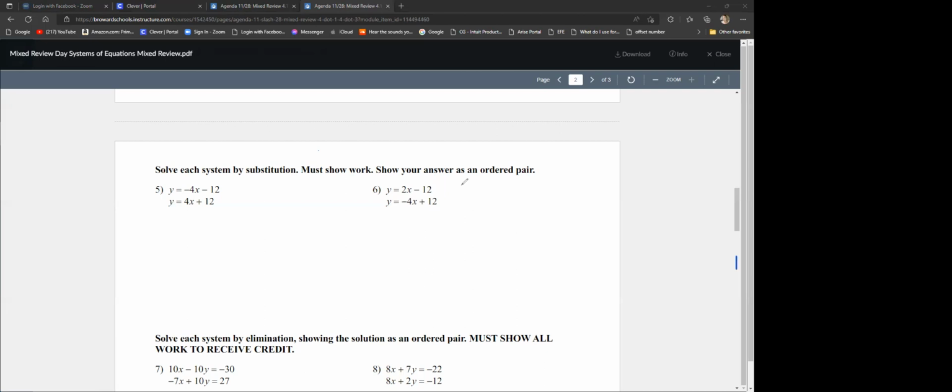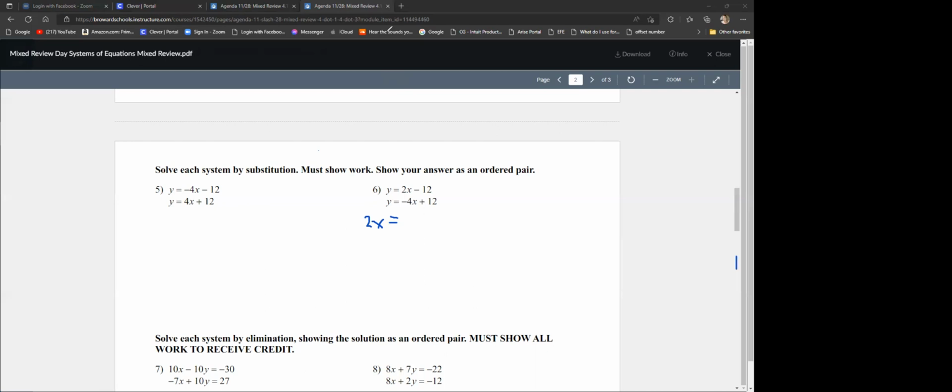Two x minus 12. For number 5, we wrote the x's on one side. That's like step 3 or 4. Before we do that, we have to do step 1 and 2, right? What's step 1 and 2? We'll get to what you're talking about in a minute.